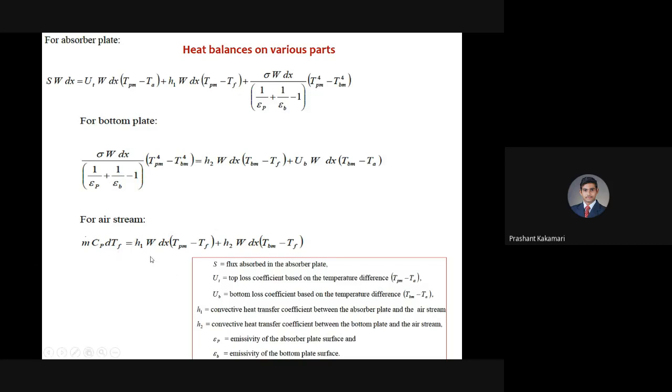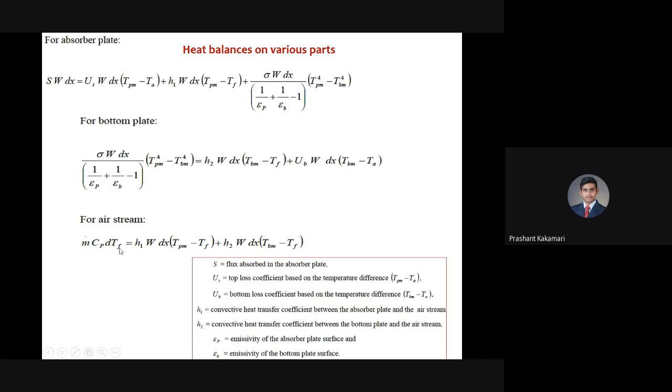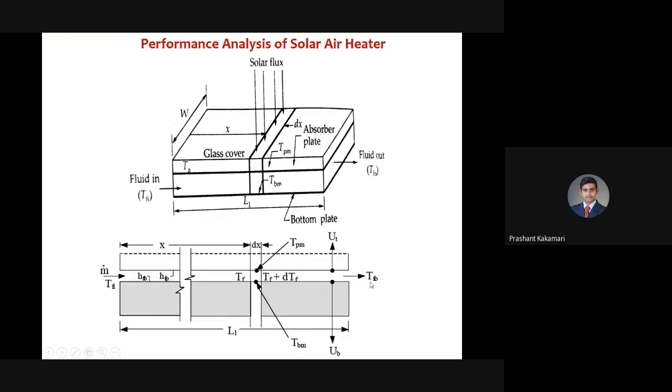Now you can see why I am writing dTf, and why not Tbm minus Tpm. Because here we are considering only a small strip, for which I am considering the exchange of heat. That's why I'm writing small dTf. What is the increase in the temperature there? If it is not like that, I can write it with Tpm, or I can write the outlet temperature of the fluid minus the inlet temperature of the fluid. Like that also I can write. What is the rise in the temperature?